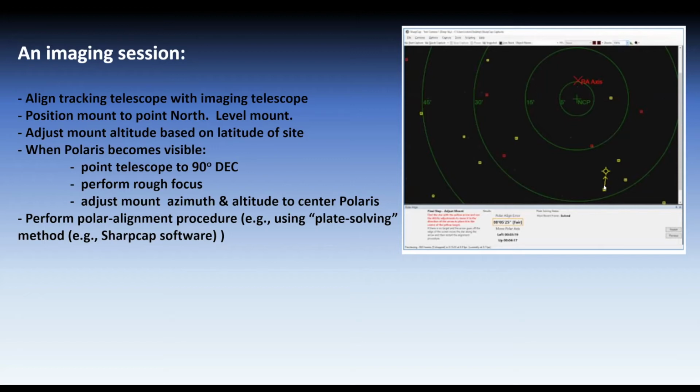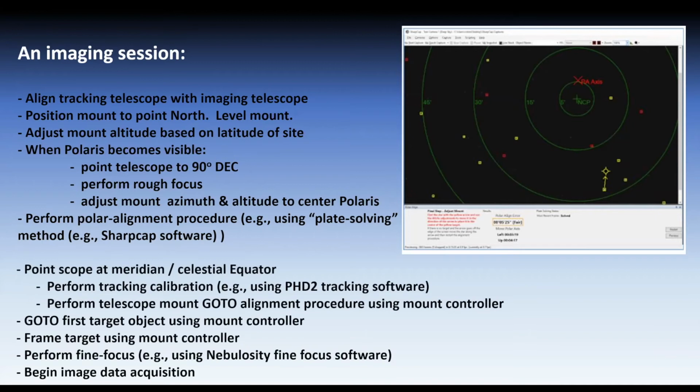Okay, and you can see that they should be perfectly aligned, but they're not. So the software then identifies one particular star and instructs you to adjust the altitude and azimuth of your mount to move that star into the center of a circle, and then you are polar aligned. So that's a summary of how that works, and it's really quite simple.